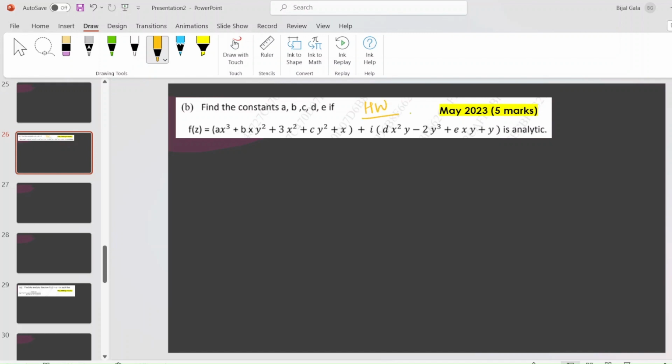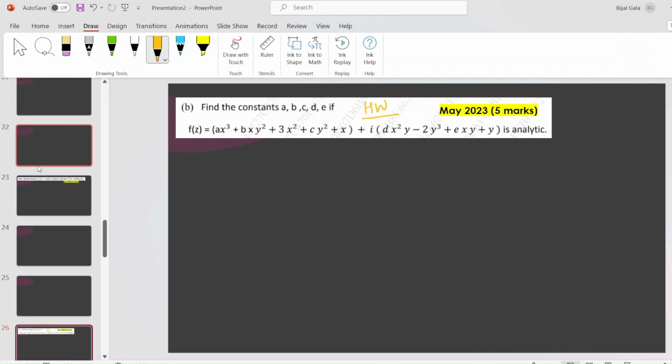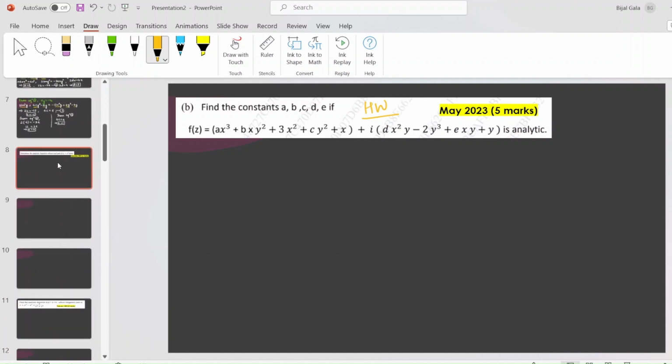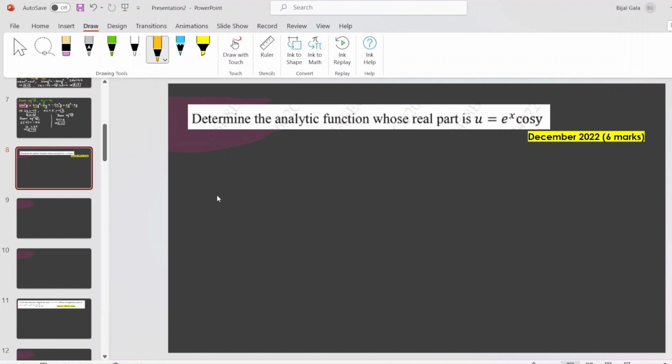Moving on to the next category of questions now, which have again repeatedly appeared in the paper. Second type of question: determine the analytic function whose real part is given to you. So here the real part is given and they're asking you to find the analytic function. Let's understand the concept here and we'll solve examples based on this type. The question has given you the value of u, that is the real part.